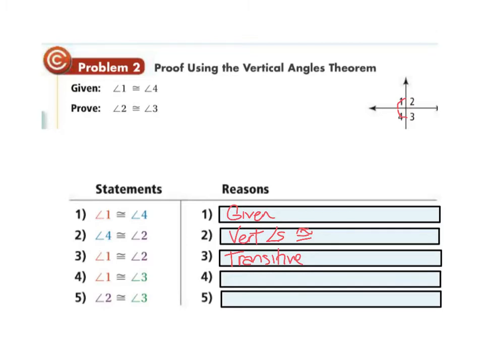1 is congruent to 3. Got a new color here, so I'm going to go back to my picture and see what's going on. Angle 1 and 3. Oh, 1 and 3. What kind of angles are those? Those are vertical angles. And what do we now know about vertical angles? Vertical angles are congruent. Got it again.